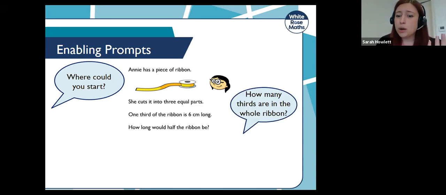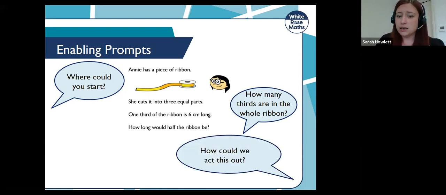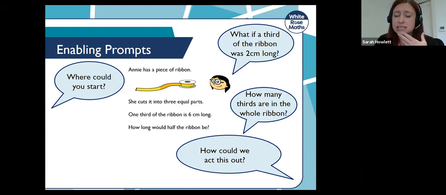We could also talk about how many thirds are in the whole ribbon, so that helps us start that task. How could we act this out? Can we get the children acting as Annie, and what has she done, so that they can physically understand the context of that? Lots of discussion all the time with these kinds of questions. They're not made for being given and then just answered independently on their own as such. They're for facilitating that learning environment within the classroom.